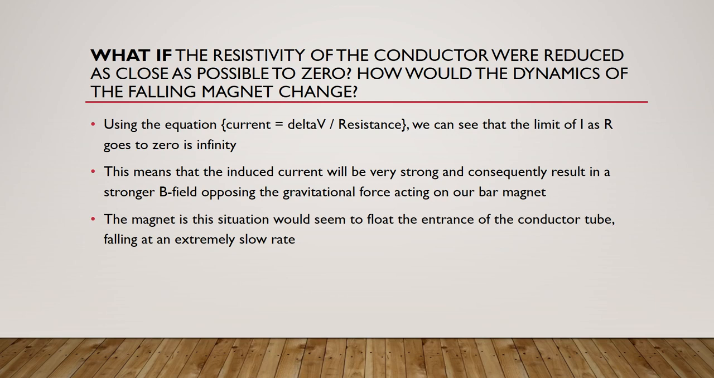Now, if the resistivity goes as close to zero as possible, this is basically taking the limit of R to zero. And using the equation for current, delta V over resistance, we can see that the current would go towards infinity as this occurs, which would result in a stronger B field opposing the gravitational force of our bar magnet. Now, this would look something like the magnet floating at the top of the tube when it's dropped in, but really it would be falling at an extremely slow rate due to the magnetic field being so strong upward.